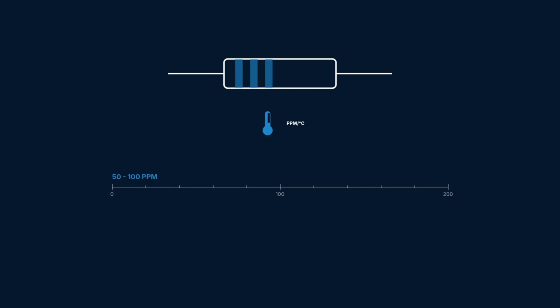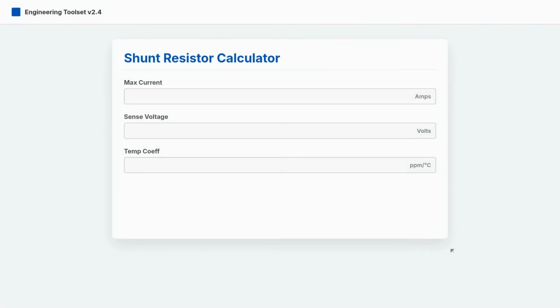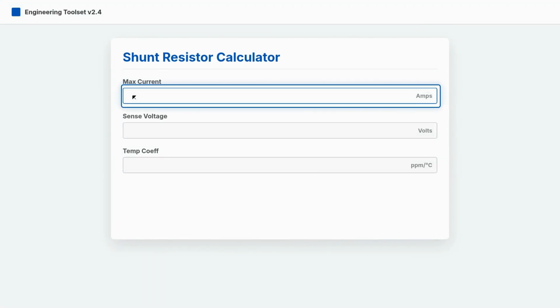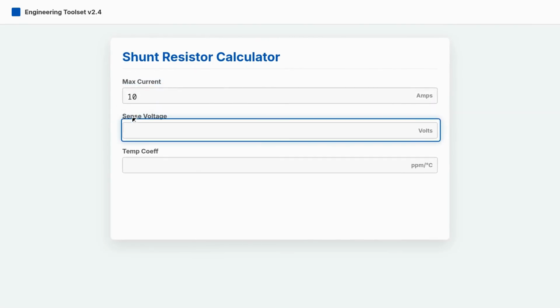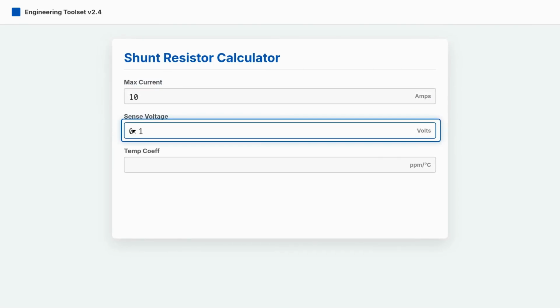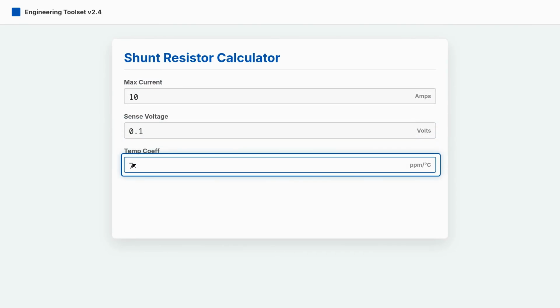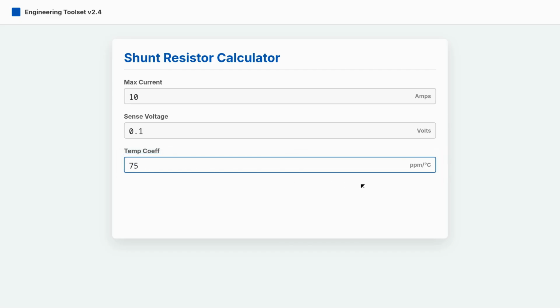The temperature coefficient field is optional, measured in parts per million per degree Celsius, with typical values between 50 and 100 ppm per degree C for precision resistors. For our example, let's calculate a shunt resistor for a 10 amp maximum current with a desired sense voltage of 0.1 volts, and we'll enter 75 ppm per degree C for the temperature coefficient.